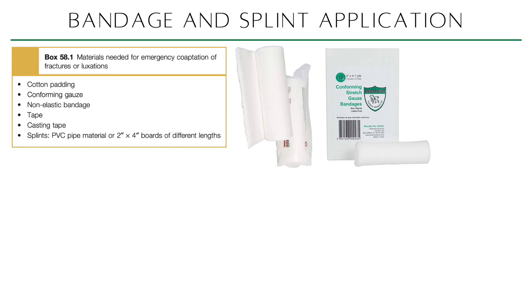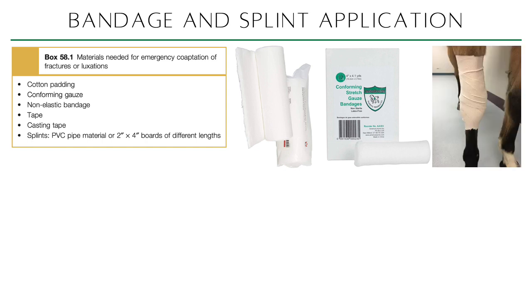Right? Non-elastic bandage, usually that's your vet wrap. Yes, there are some vet wraps that are so big. The vet wraps that you saw were just 1 inch, 2 inches in width. Then you have the bigger ones, like 6 inches in width. Yeah, that's what we use in horses. Tape, casting tape, and splints, right? We'll discuss splints in the next slide.